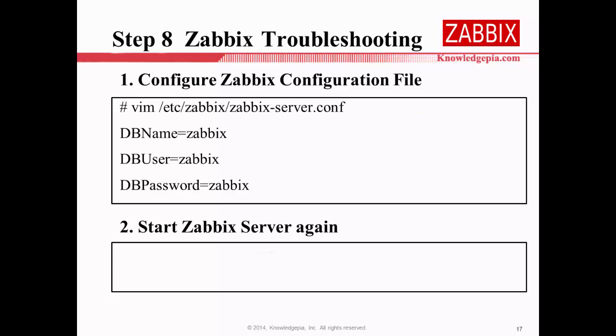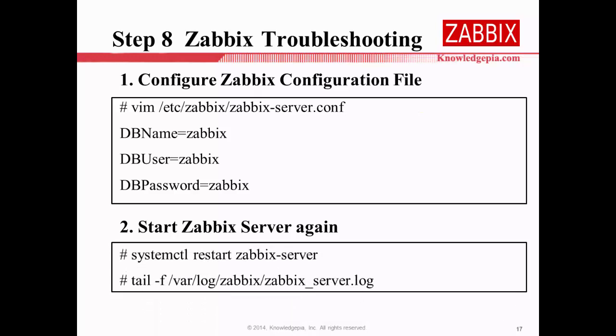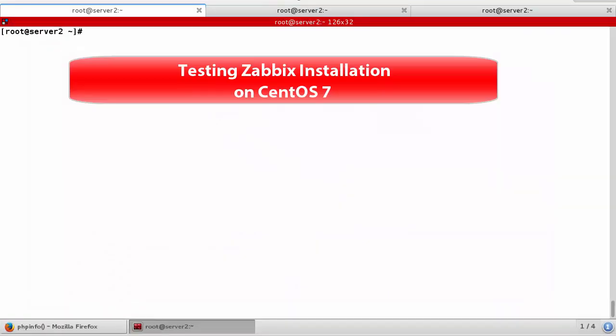/etc/zabbix/zabbix_server.conf. Then here you need to define the exact database name, database user, and database password. In my case, zabbix will be the same. And after that, number 2, start Zabbix server again, systemctl restart zabbix-server. And also, if we want to check the Zabbix log file, then you have to use this file, /var/log/zabbix/zabbix_server.log.